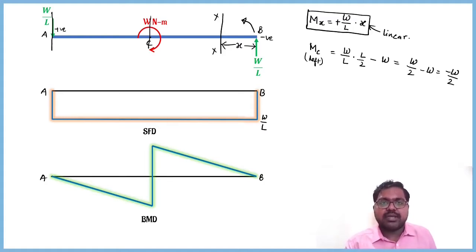So we need to observe here, whenever there is an action of couple on the beam, bending moment will suddenly drop or suddenly rise at that point. Like whenever there is a concentrated load on beam, then there is a sudden drop or sudden increase in shear force. Likewise, whenever there is a moment or couple acting on the beam, there is a sudden drop or sudden rise in bending moment diagram. So this is for case 4.